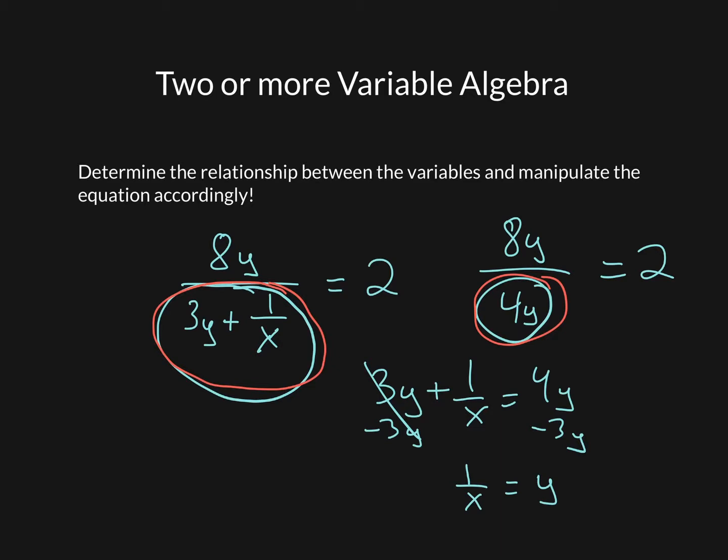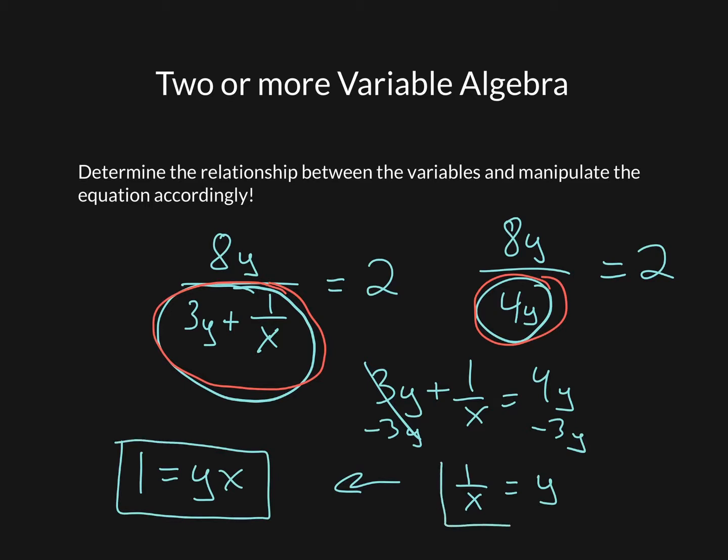Therefore, the relationship between y and x is an inversely proportional relationship. So our answer could be y equals 1 over x, or our answer could also look like multiply by x on both sides, and it could be something like this, 1 equals yx. Whichever answer choice appears on your answer choices between A, B, C, D, and E, you can pick either of the two because they're both equivalent.